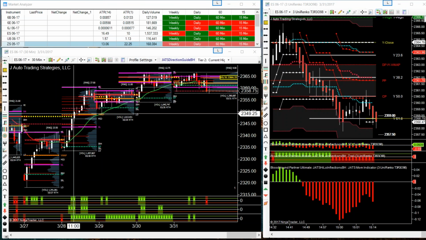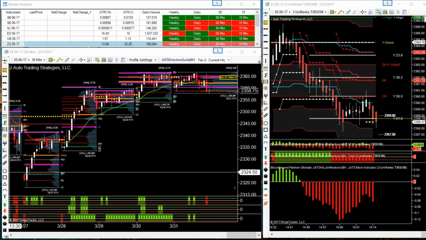Hey guys, it is Saturday, April 1st, and I want to show you the tricks I use sometimes to get the value out of these JATS templates.